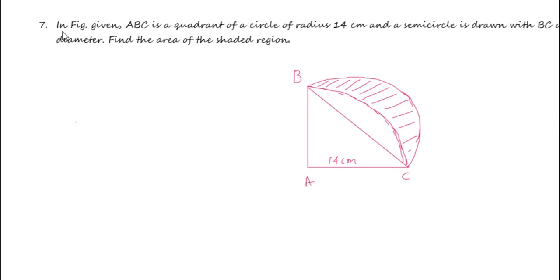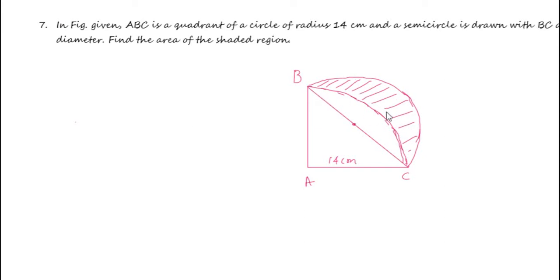Problem number 7. In the figure given, ABC is a quadrant of a circle of radius 14 centimeter. This is a quadrant ABC and the radius is AC, that is 14 centimeter. And the semicircle is drawn on BC. On this hypotenuse, you can take this as a center, this is a semicircle. Now find the area of the shaded region. How to find out the area of the shaded region?